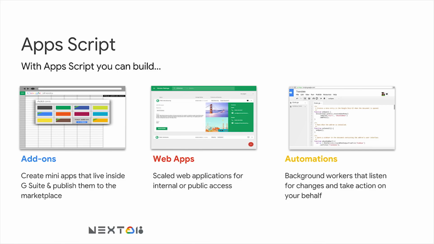Second, there are web apps. These are scalable web applications for internal or public use. If you want to host your own public web application that uses G Suite, it's easily publishable with a public URL. Lastly, it allows you to build automations. These are like background workers that can listen for changes, for example, on edit when you edit a spreadsheet, or when you open a Google Slide, and they can take action on your behalf. It's really powerful.